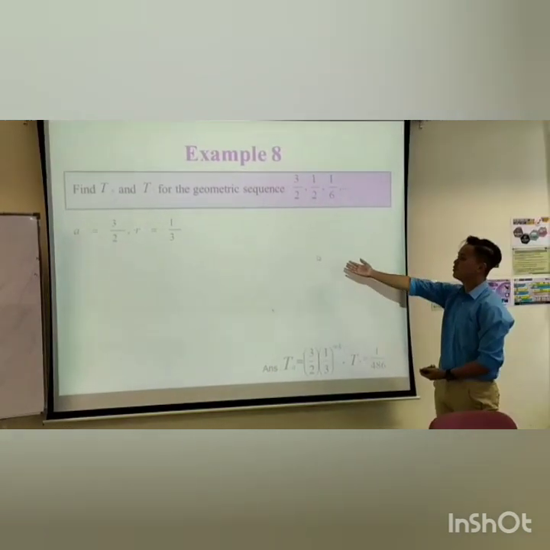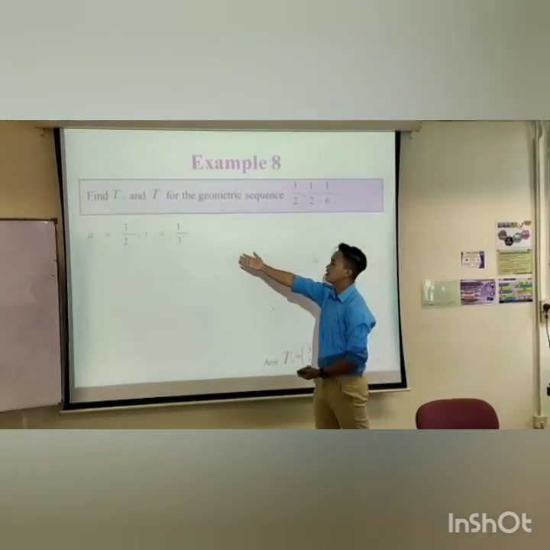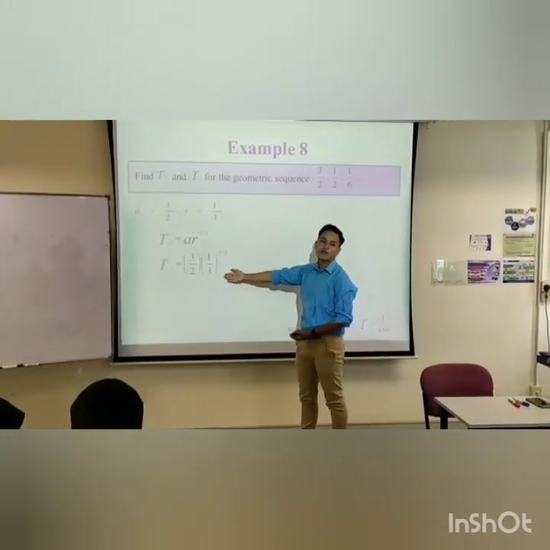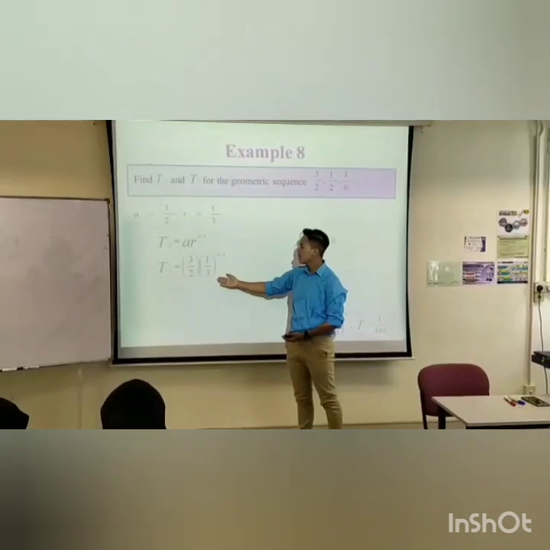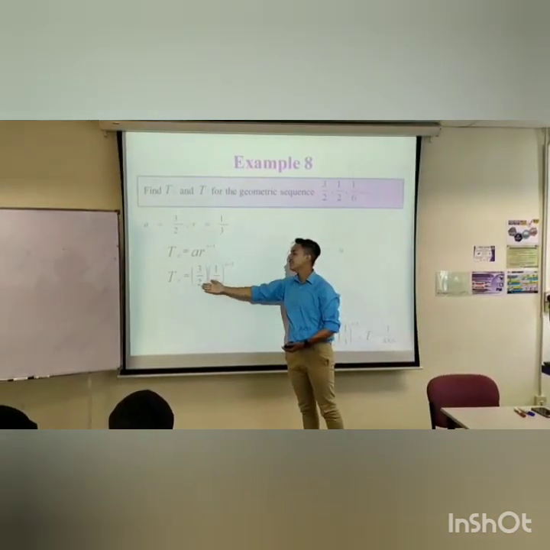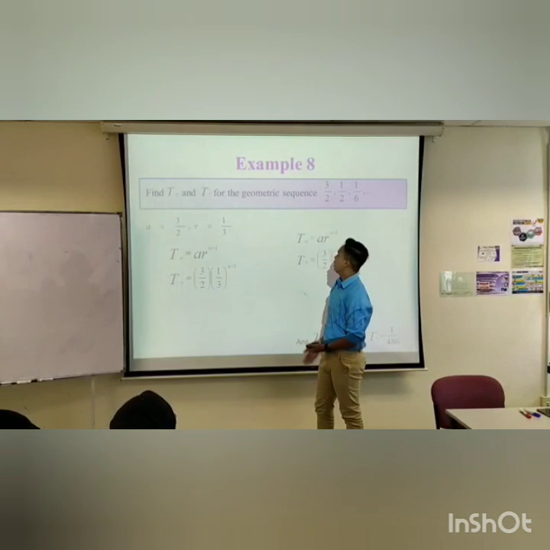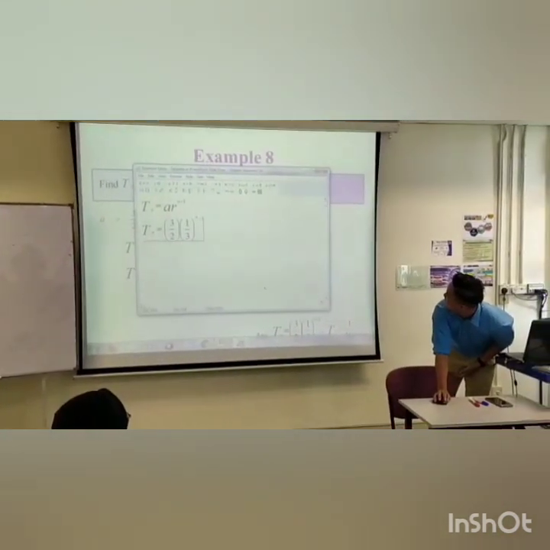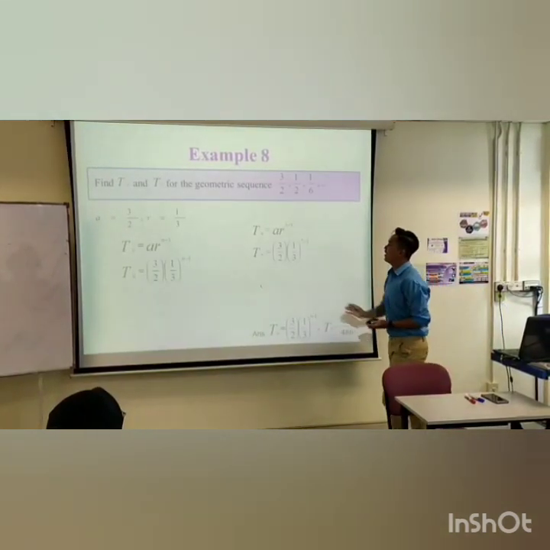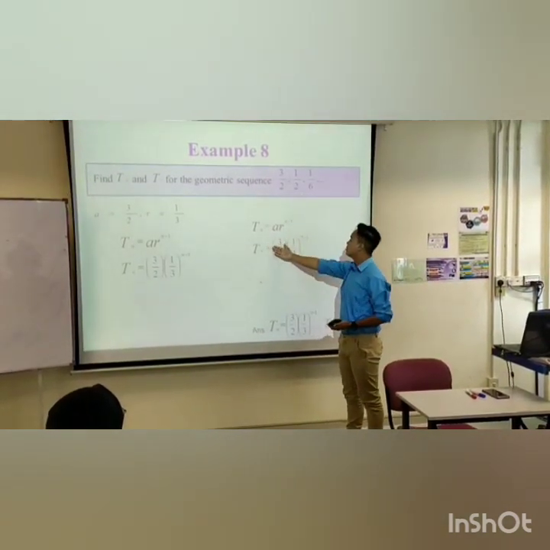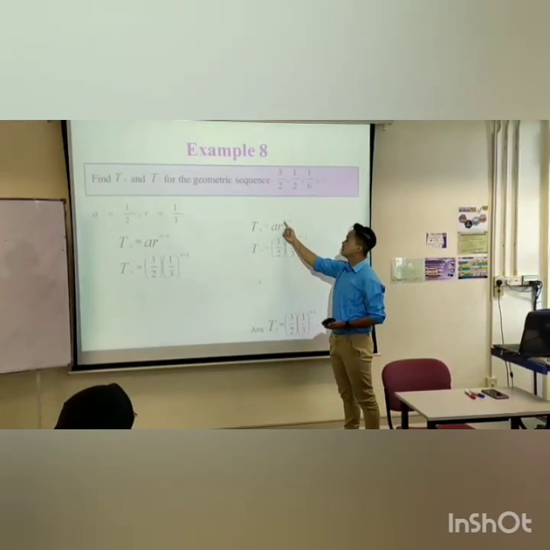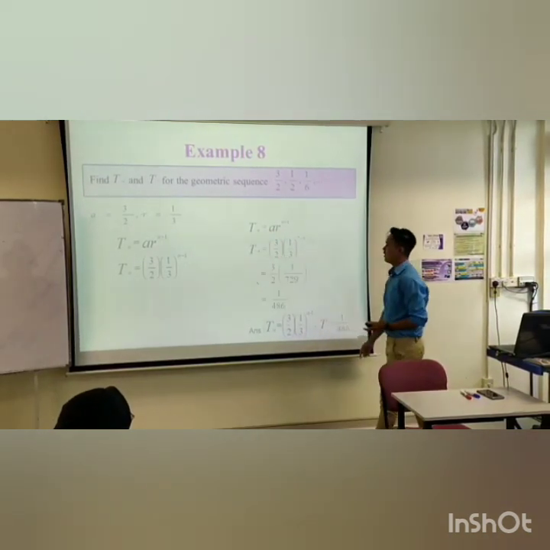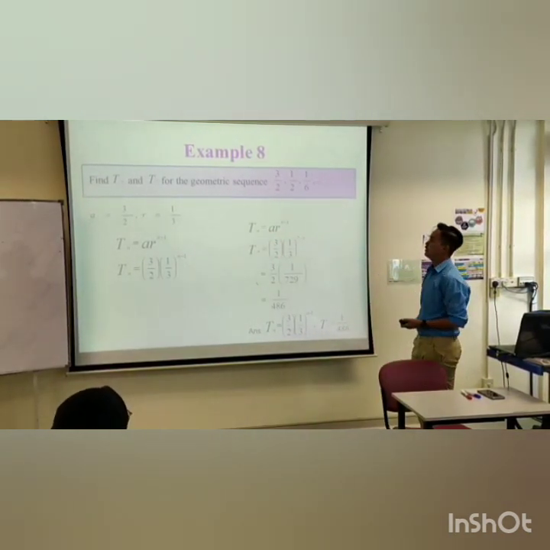So this is the solution, which is first you need to know what A and R are. And then this is how you get Tn by substituting the values of A and R. And then for T7, you substitute the values, n is 7 and A is 3 over 2 while R is 1 over 3 to get the answer. Okay, moving on.